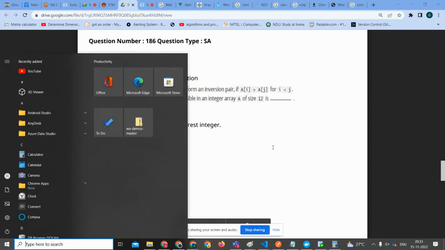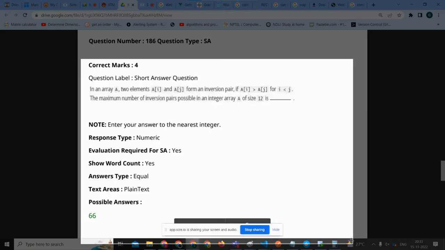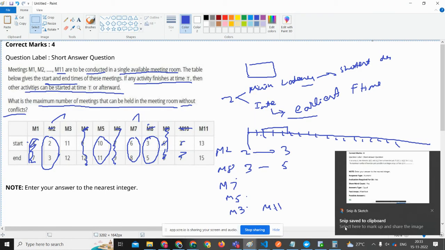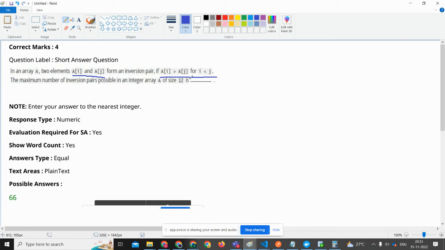Going to the next question. This is also interesting. I think we have seen these also. Umar, do you remember the inversion, or who else wants to do that? Okay, you do this. Go ahead. In an array A, two elements A of i and A of j form an inversion pair if A of i is greater than A of j for i less than j. The maximum number of inversion pairs possible in an integer array A of size 12 is.